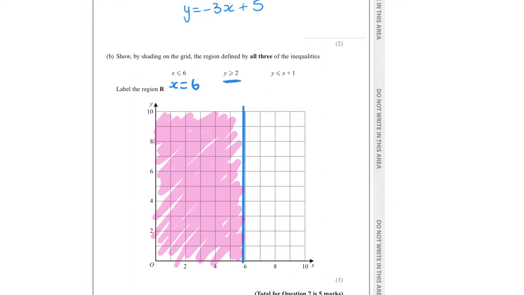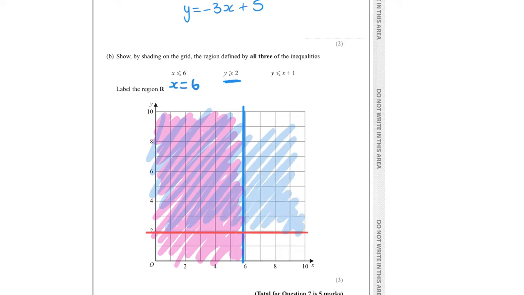y is greater than 2. Where is y always greater than 2? Where is y always equal to 2? Here. Any point on this line, y equals 2. If I want greater than 2, it's all up here, right? Brilliant. Next one.